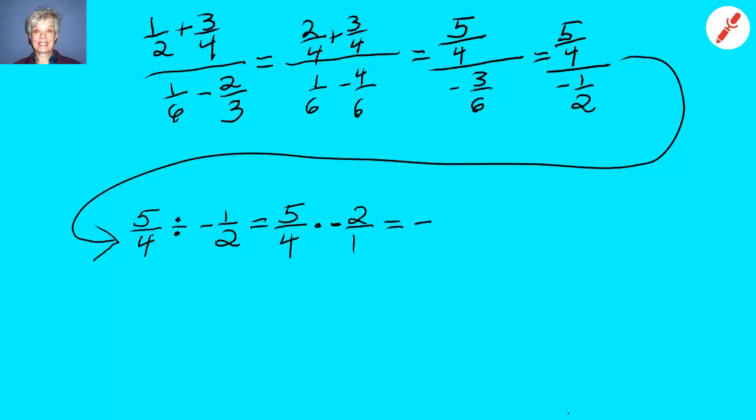Then we multiply the numerators together, we multiply the denominators together, and since the first fraction is positive and the second fraction is negative, we have a negative. Now we're going to do it again.